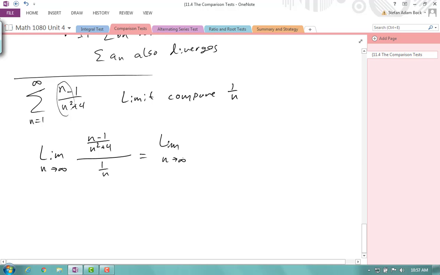And I'll simplify my fraction. I'll have n squared minus n divided by n squared plus 4. And we've encountered problems like this before. I could either do L'Hopital's twice, or I could divide top and bottom by n squared, or I could try to read coefficients since this is like a polynomial.